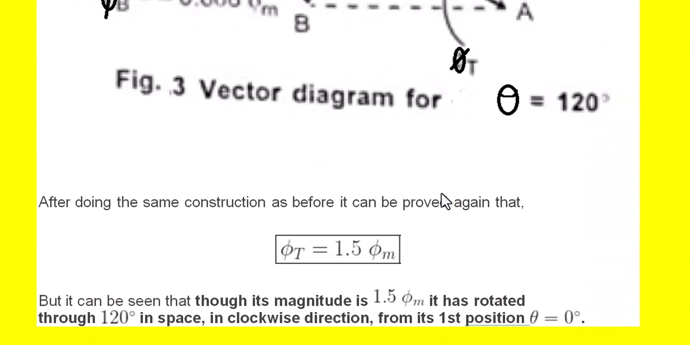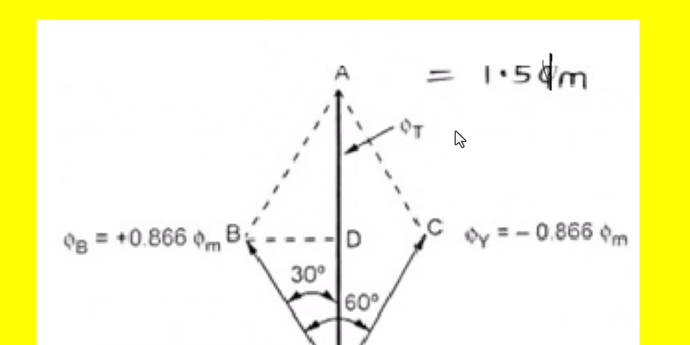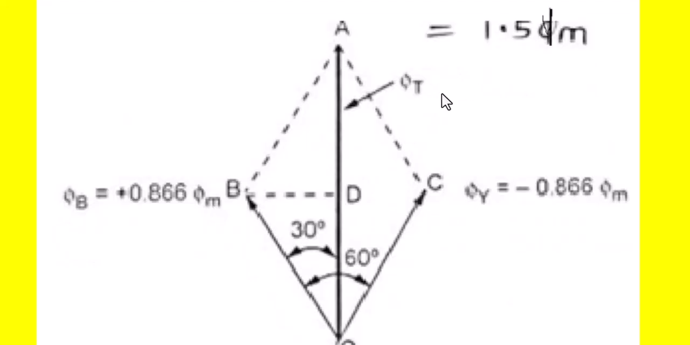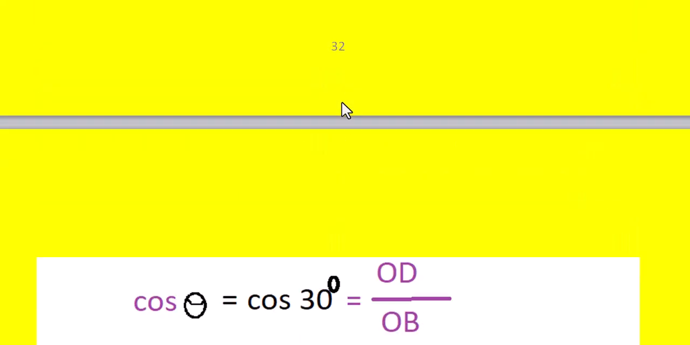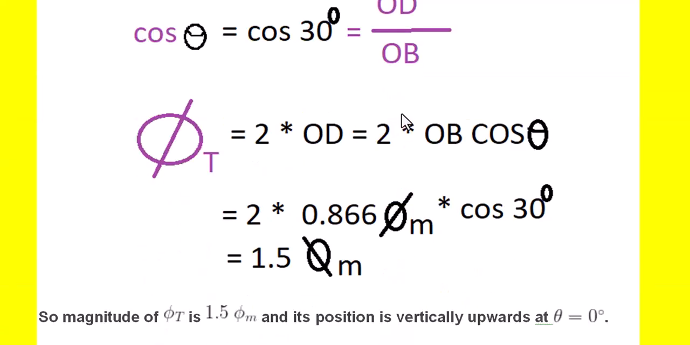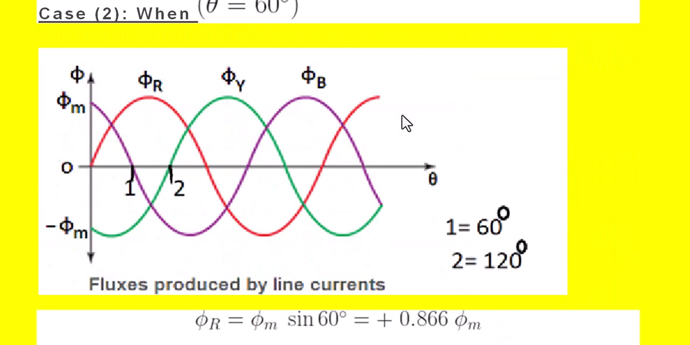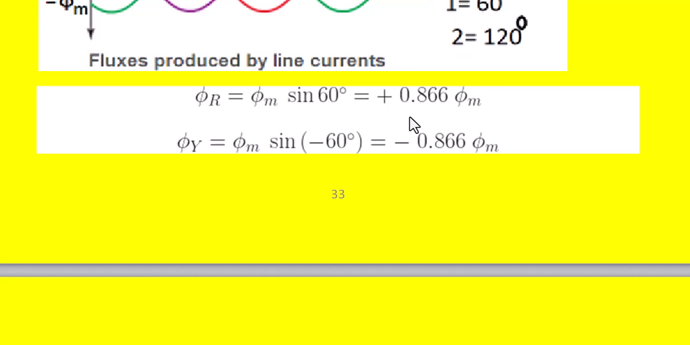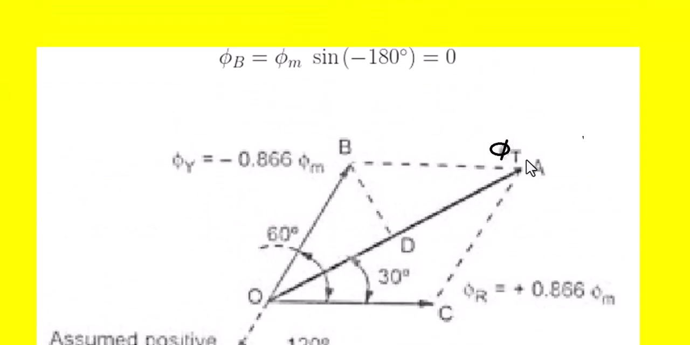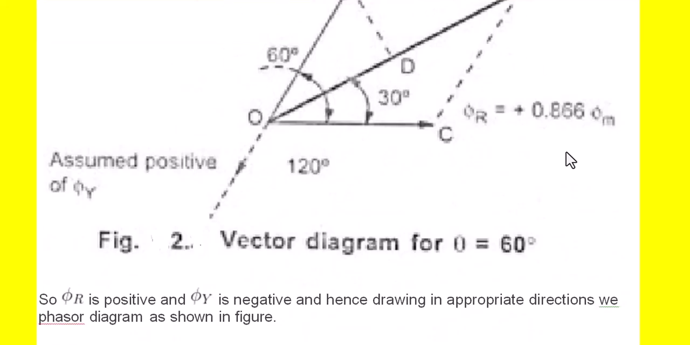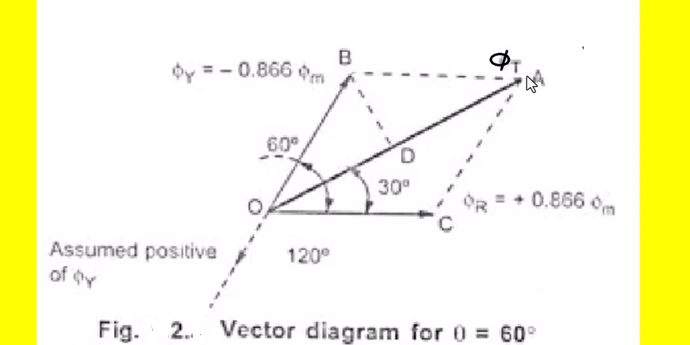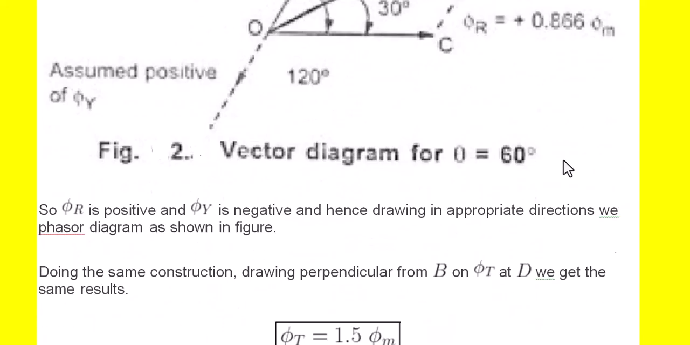And it can be observed that when theta is 0, the resultant flux is here, rotating at synchronous speed. So when theta is equal to 60 degrees, the resultant flux will be like this. Earlier it was here, now it is here, meaning the resultant flux moves from left to right, that is in the clockwise direction. So here also the total flux is nothing but 2 into OD, that results in 1.5 phi m.